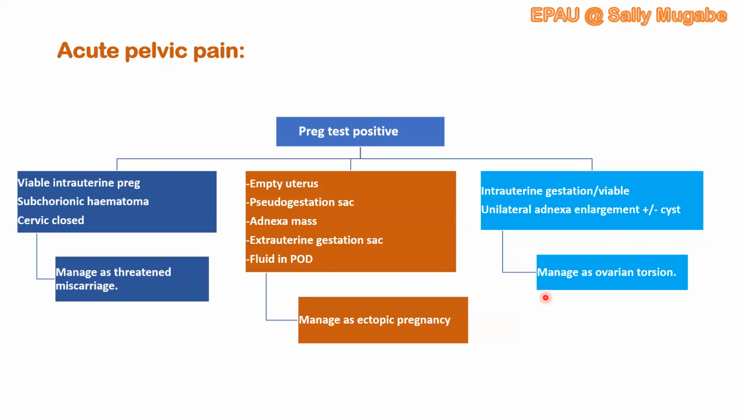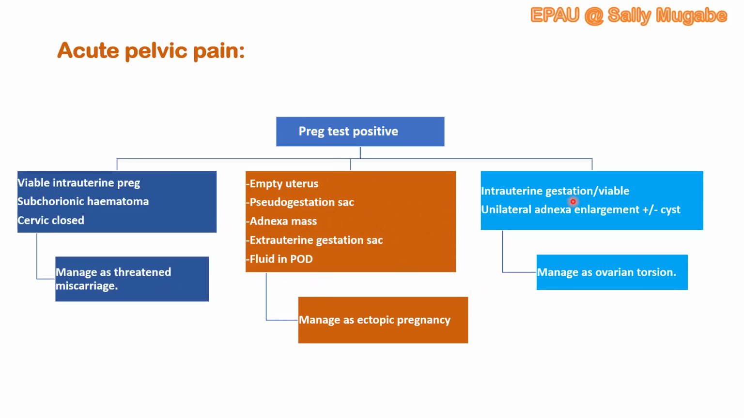Acute pelvic pain. Patients are going to present with acute pelvic pain. If the pregnancy test is positive, then we have a viable intrauterine pregnancy, subchorionic hematoma, cervix closed. We manage this as a threatened miscarriage. Then we have a situation where the uterus is empty, or we see what we call a pseudogestational sac, or an adnexal mass, or an extra-uterine gestational sac, or fluid in the pouch of Douglas. We manage this as an ectopic pregnancy.